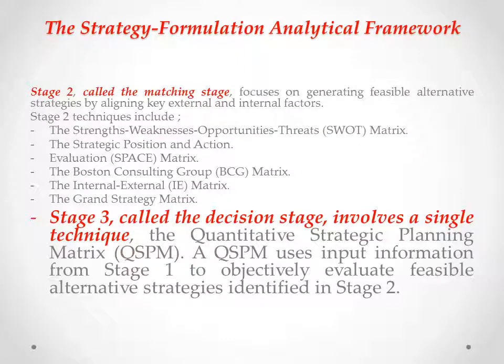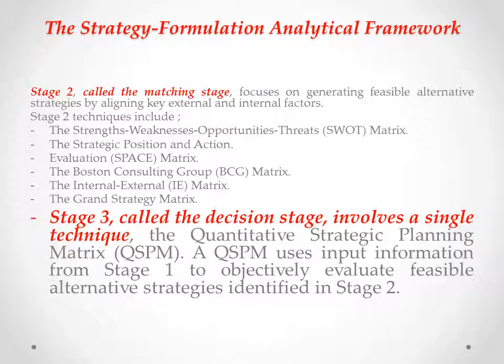The second stage is called the matching stage. And when we say matching, in this case you will generate all the feasible alternative strategies by aligning and taking into consideration all the external and internal factors, and try to make a balance between both. The stage 2 techniques include the strengths, weaknesses, opportunities, threats matrix, strategic position and action evaluation space matrix, Boston Consulting Group matrix, internal external IE matrix, and the grand strategy matrix. And the last stage is called the decision stage.